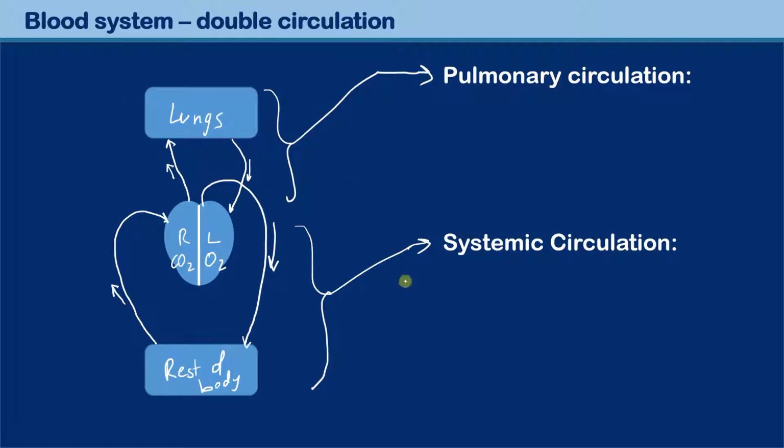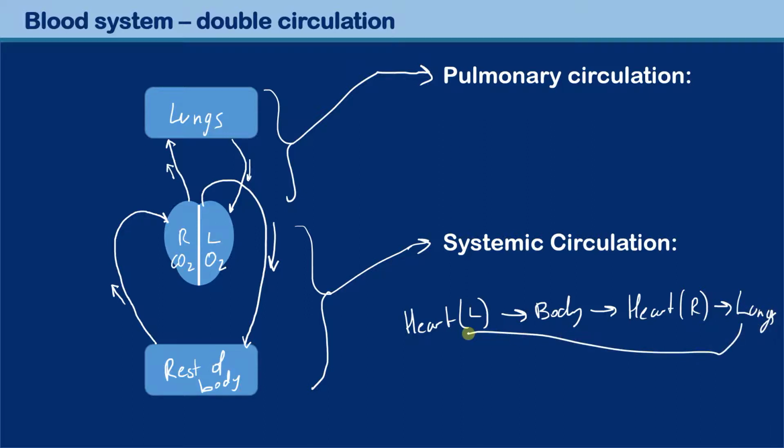So double circulation written down in text, it goes heart, and in this case the left side of the heart. We go to the body, we go back to the heart, in this case the right side of the heart, and then we go to the lungs, and we go back to the left side of the heart. And this is basically a different way of explaining the double circulation.